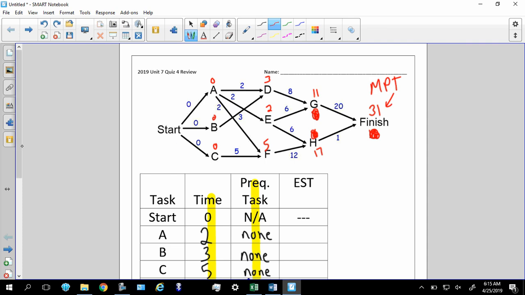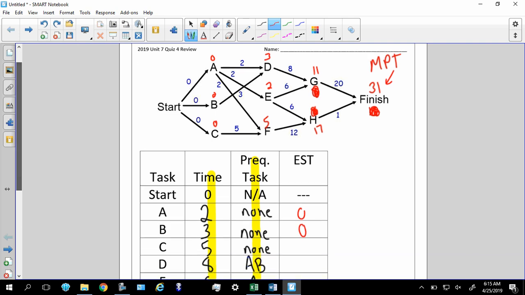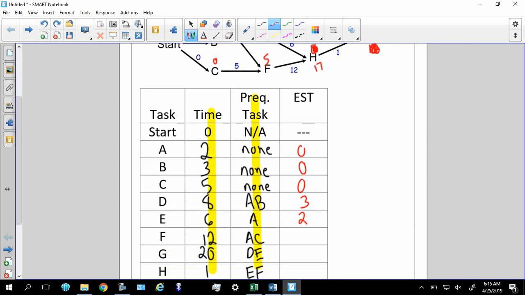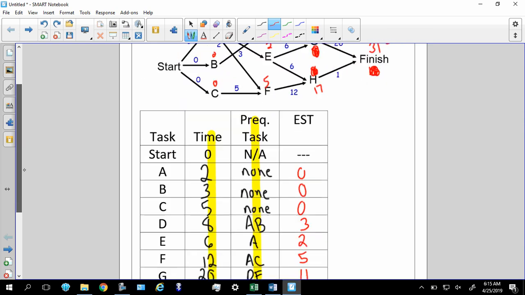Now to figure out this last column here, I'm just going to take all the information that I found and start putting it in there. C is 0, D was 3, E was 2, F was 5, G ended up being 11, H was 17, I believe, and lastly, the minimum project time was 31.